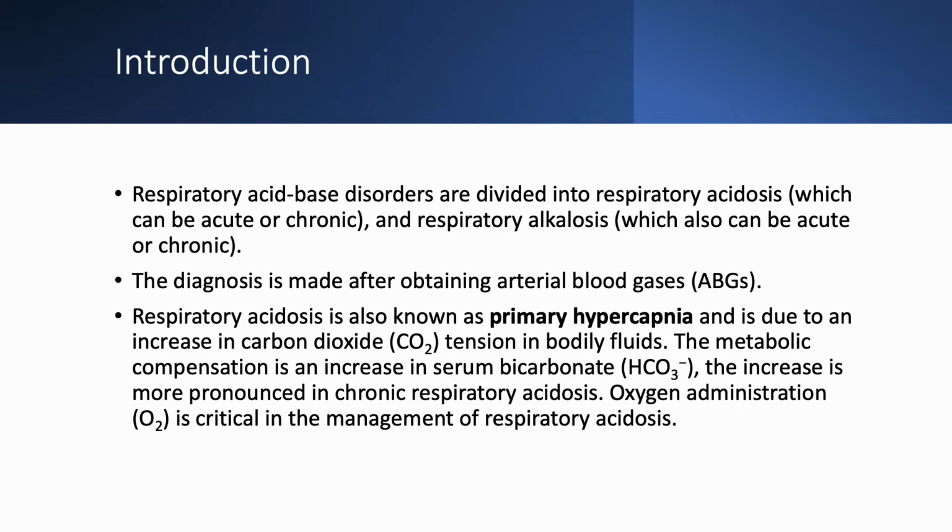In respiratory acidosis, we have primary hypercapnia, meaning CO2 retention. In other words, we have an increase in carbon dioxide tension in bodily fluids. The metabolic compensation is an increase in serum bicarbonate. So PaCO2 will go up, serum bicarbonate will go up. Now, this increase in serum bicarbonate is more noticeable in chronic respiratory acidosis. The treatment depends on the cause, but it is critical to supply the patient with adequate oxygen.